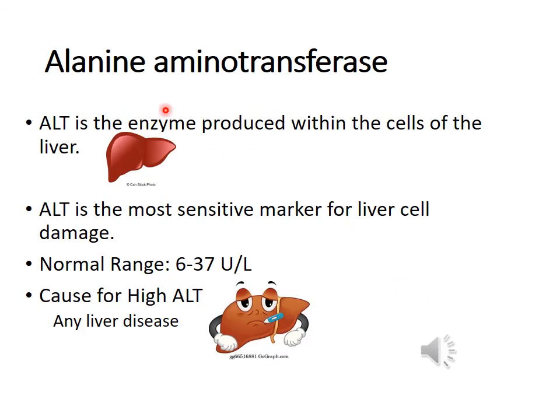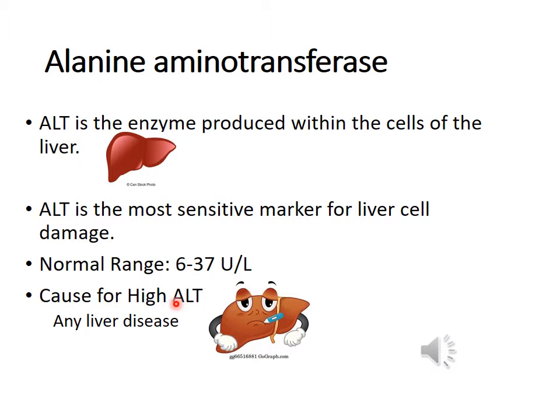Alanine aminotransferase, ALT enzyme, is produced in liver cells. ALT is the most sensitive marker for liver cell damage. What's the normal range? 6 to 37 units per liter. Please note here, we are not using milligram per deciliter like glucose, urea, creatinine. We are using a new unit here. It's called units per liter. This unit is specially for measuring the enzyme catalytic activity. So for all enzymes ALT, AST, ALP, we will use this unit. The normal range is 6 to 37 units per liter for ALT.